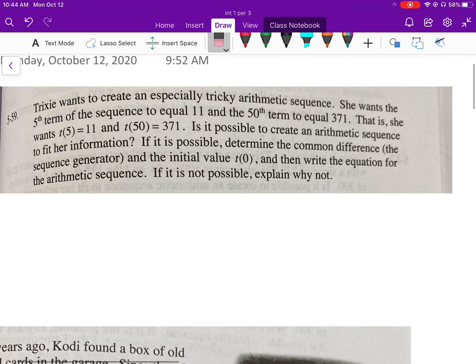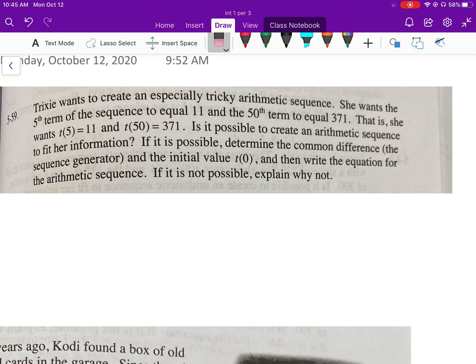There we go. Trixie wants to create an especially tricky... This is a tongue twister. Hello. So no internet. Luckily, I had already put it up, so they couldn't pull up their ebook anyway.